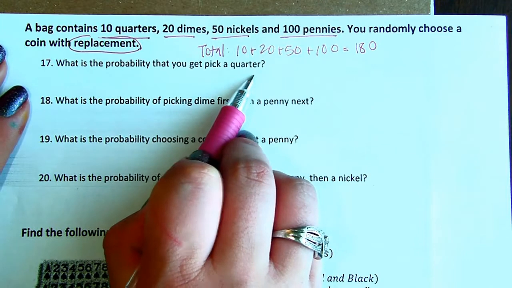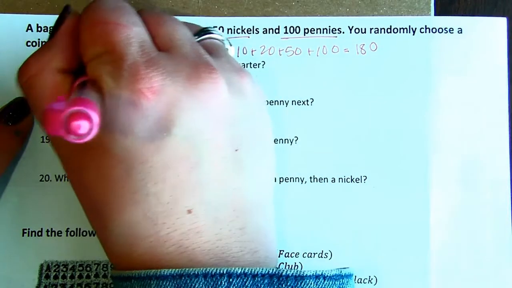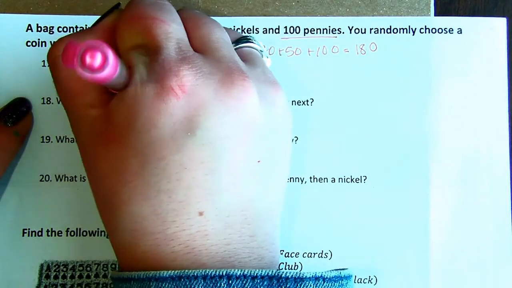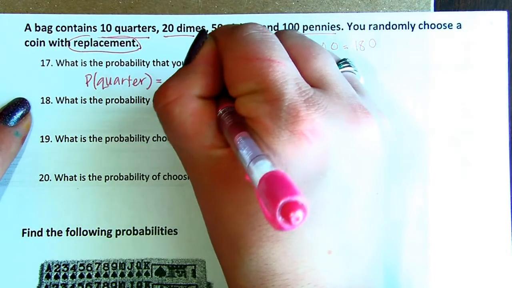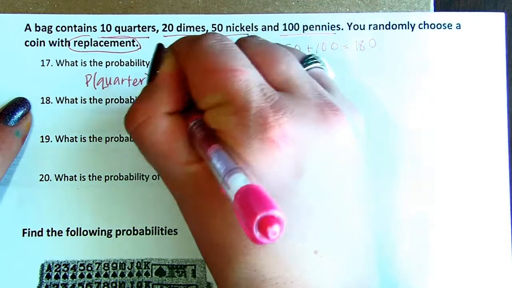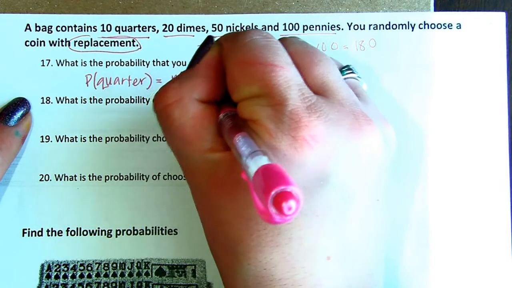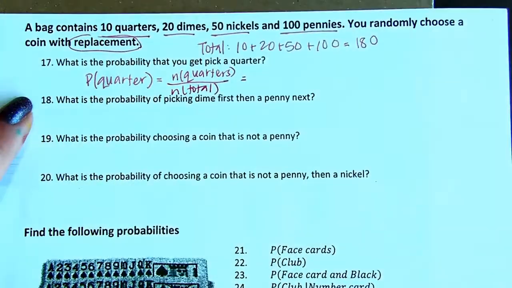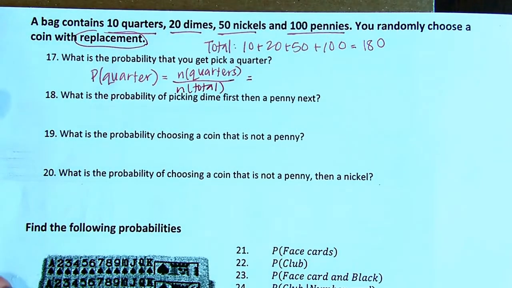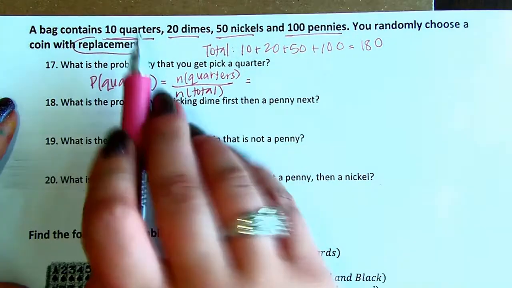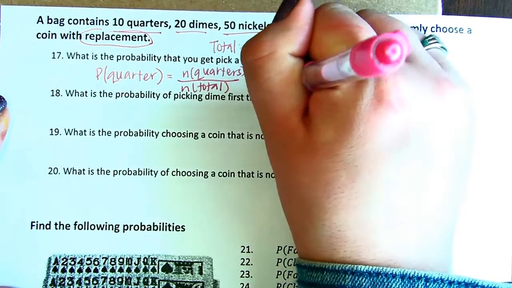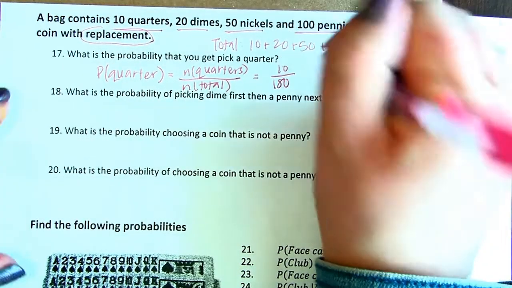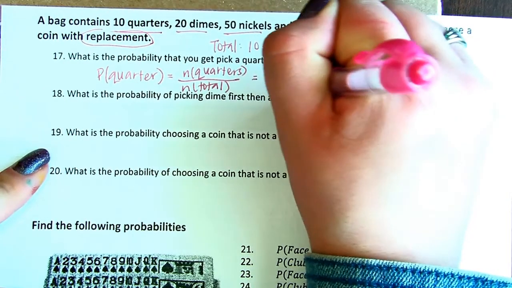What is the probability that you get to pick a quarter? So the probability of a quarter is the number of quarters that you have divided by the number of things in your total. So how many quarters do we have? We have 10 quarters. And then how many items do we have total? 180. Divide by 10 to simplify. We end up with 1 over 18.